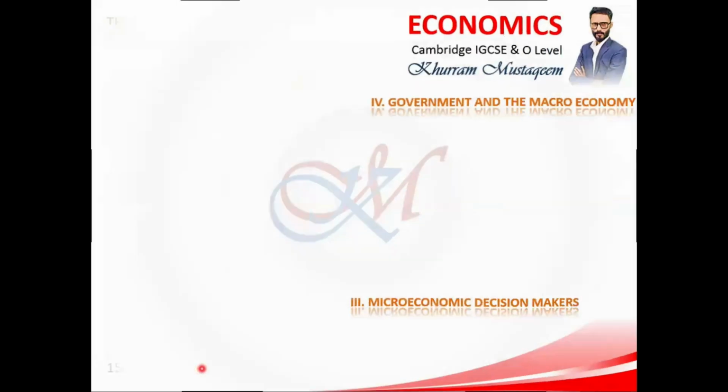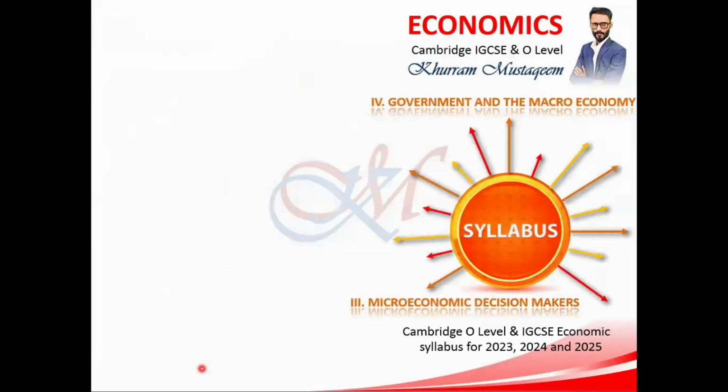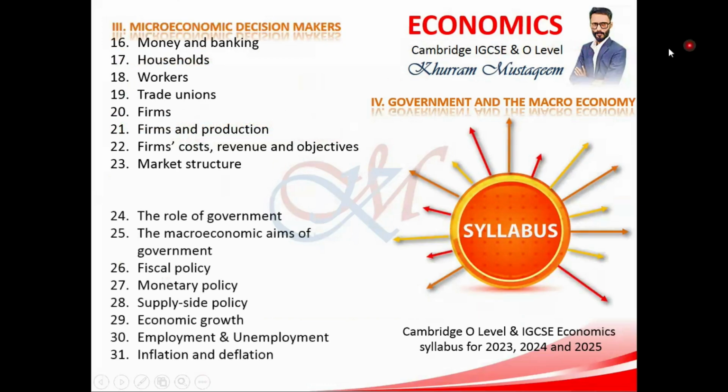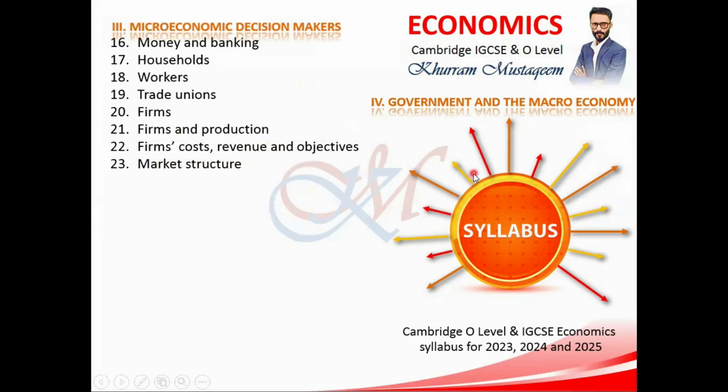Now we move toward Section 3. Section 3 is all about microeconomic decision makers. In this section, we will study money and banking, and households, the people who are living in any particular economy, what they do, what their demands are, and what their expectations are. They are consumers, and they want to improve their living standard.